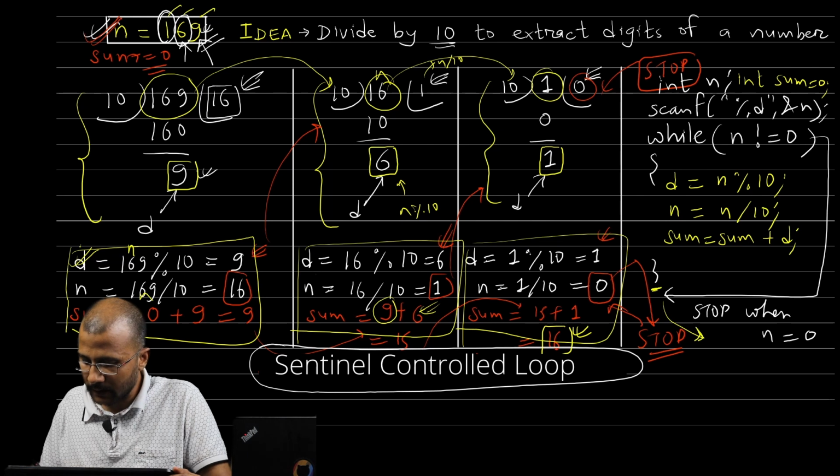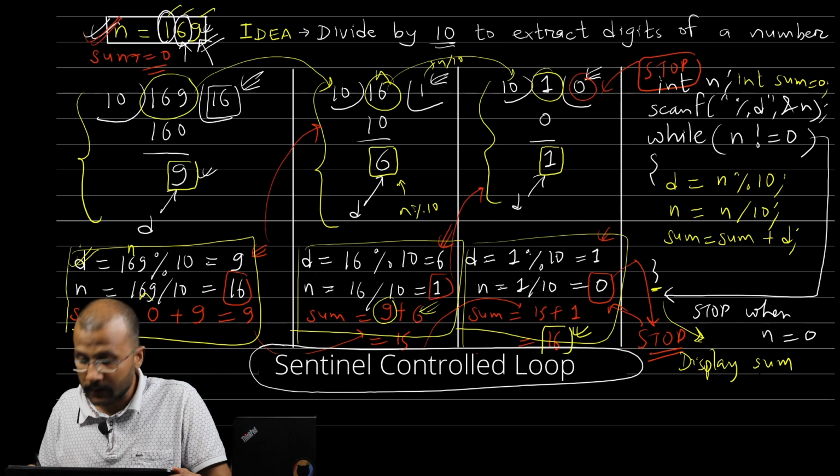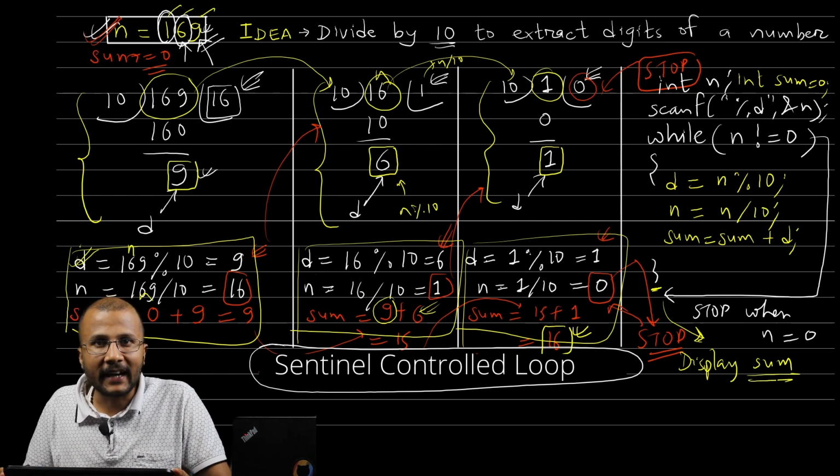so here you can display the sum. So I can just write display sum here. Okay. So you can write a printf statement to display the sum that should come outside of the loop. So I hope the idea is clear to you. Now we are going to write a computer program to demonstrate the same.